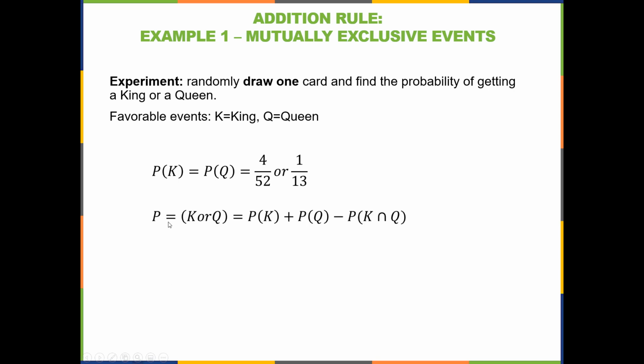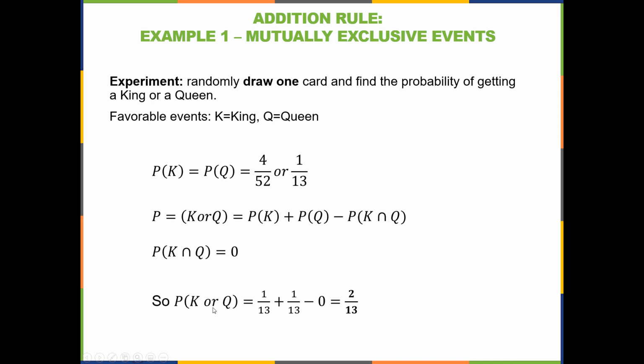So the probability of a king or a queen, and that's a typo, that equal sign doesn't need to be there, the P should be right here, equals the probability of a king plus the probability of a queen minus the probability of the overlap. So what's the probability of the overlap? We already looked at that and figured out that they are mutually exclusive events with a probability of 0.